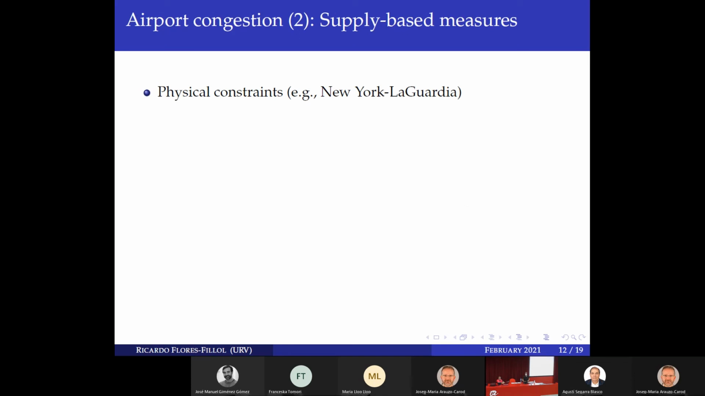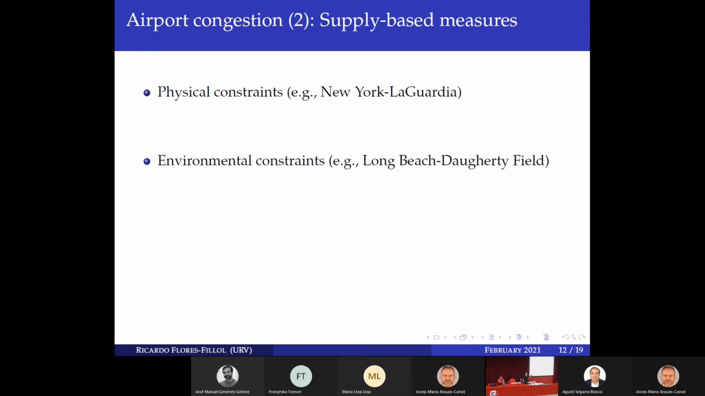As I told you before, supply measures are very expensive. In airports, they can be effective during some time, but there are other limitations. Besides the fact that they are very expensive, sometimes it's impossible because you have physical constraints. Sometimes you have regulations, for example noise regulations. There are some places in the US where you have noise regulations.